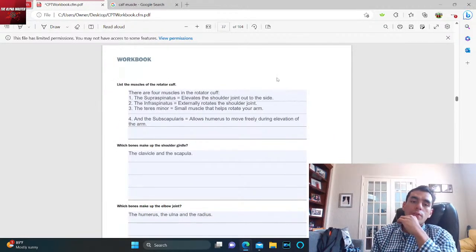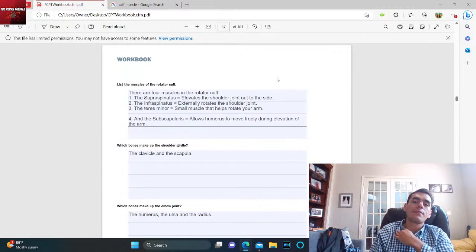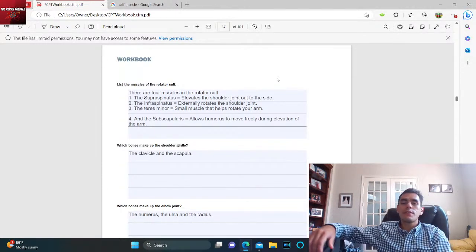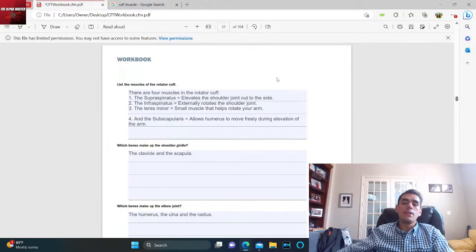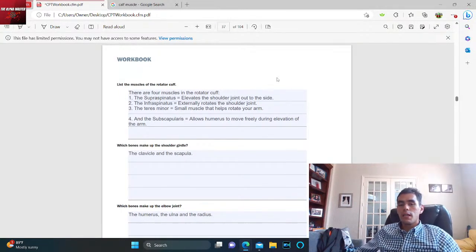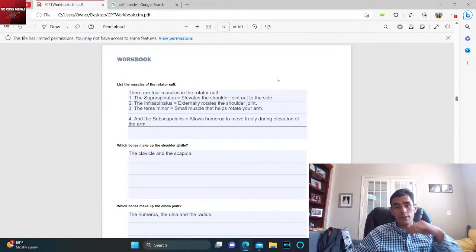So the muscles of the rotator cuff: the supraspinatus elevates the shoulder joint out to the side. The infraspinatus externally rotates the shoulder joint. The teres minor, which is a small muscle that helps rotate your arm. And the subscapularis allows the humerus to move freely during elevation of the arm.